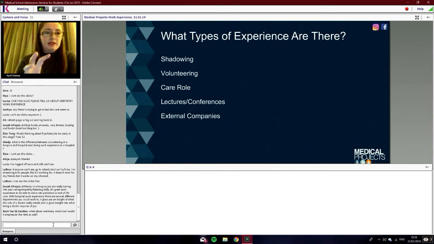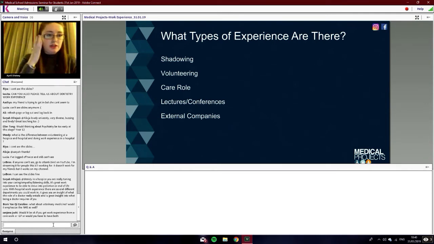That's why there's a couple of other roles as well that you can go down and other different types of work experience that you can look at. Okay, you've got shadowing, volunteering, care role. They're the ones that I'm going to talk about a little bit further on, how you can get them and how you can actually make the most out of them. And I've also highlighted lectures and conferences. You can go to research and cardiology conferences. They can take medical students, pre-medical students as well.